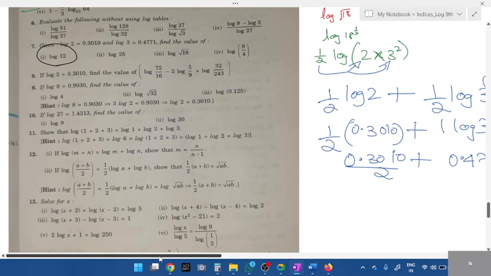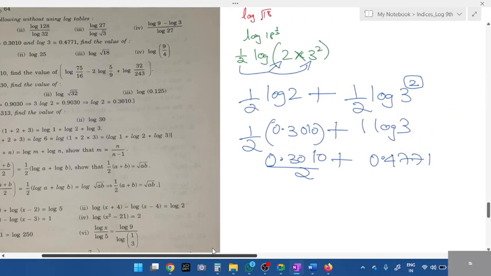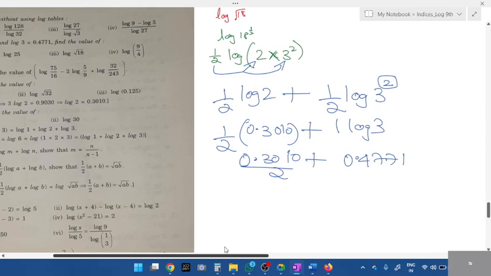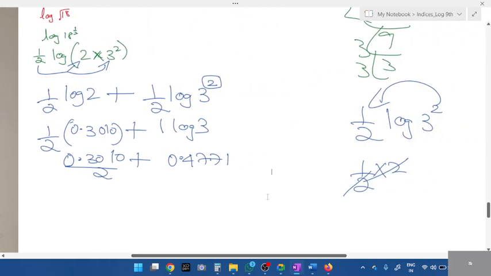Okay, you can try the last one for homework. Convert 9 and 4. Convert into squares. Let me see how many of you can solve that. Last question. Do it for homework.